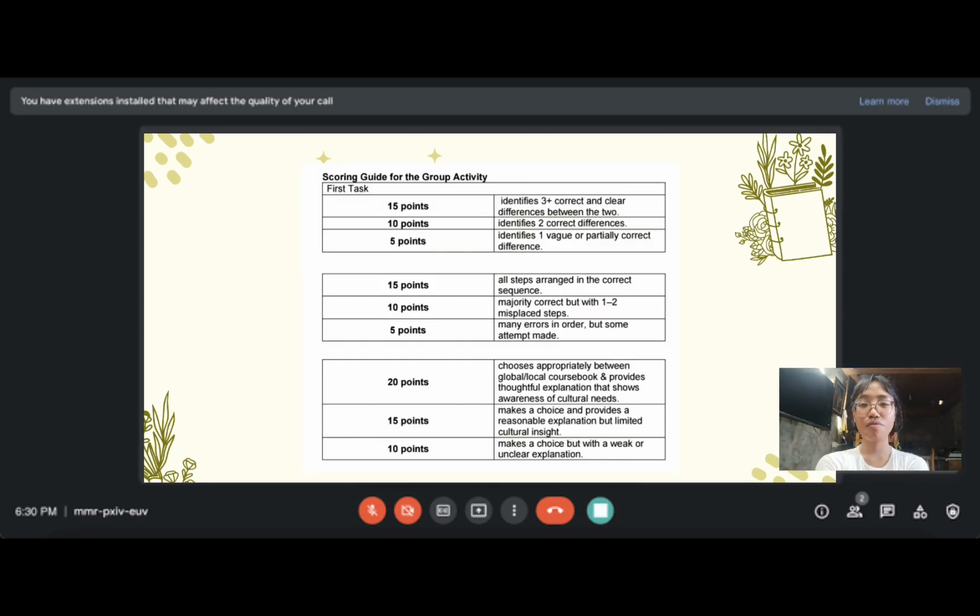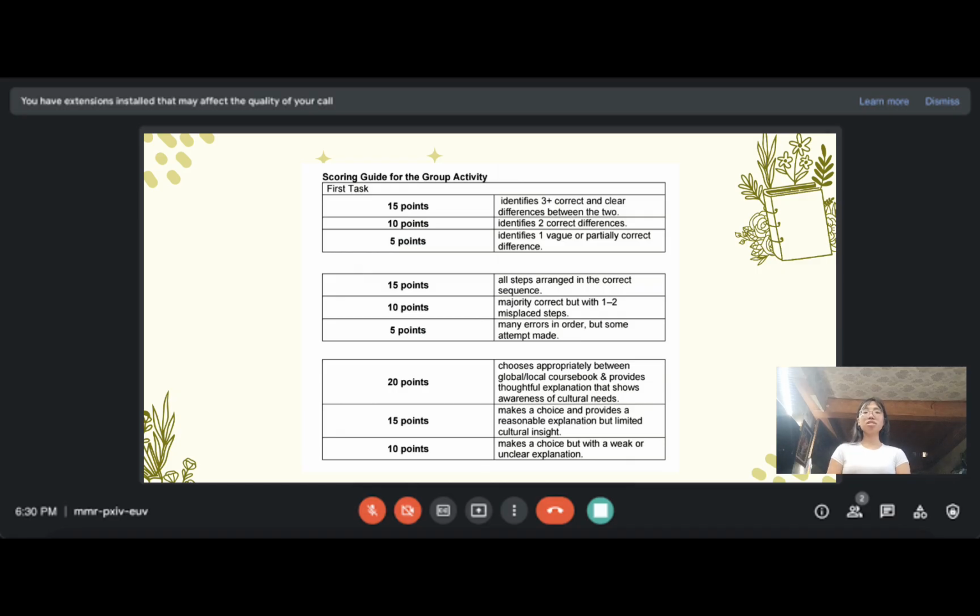Alright, class, before we start with the activity, let's go over the scoring guide so you will know exactly how your work will be graded. First, for identifying differences, 3 or more clear differences is 15 points, and 2 differences is 10 points. 1 vague difference is 5 points. Next, for arranging steps, all correct is 15 points, 1 or 2 mistakes is 10 points, and many mistakes but attempted is 5 points.